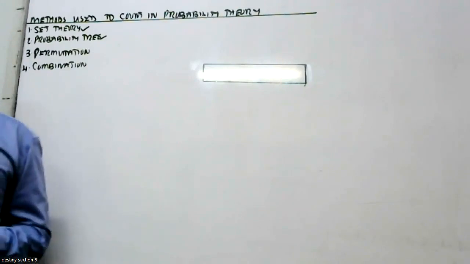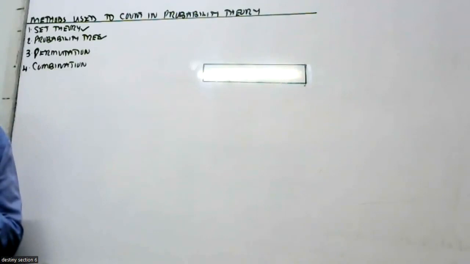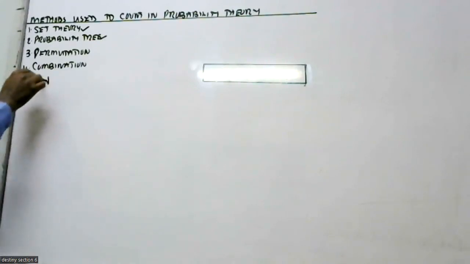Permutation, and you write that this is a method used to determine the number of ways in which n different items can be arranged while selecting r items at a time, with regard to order.